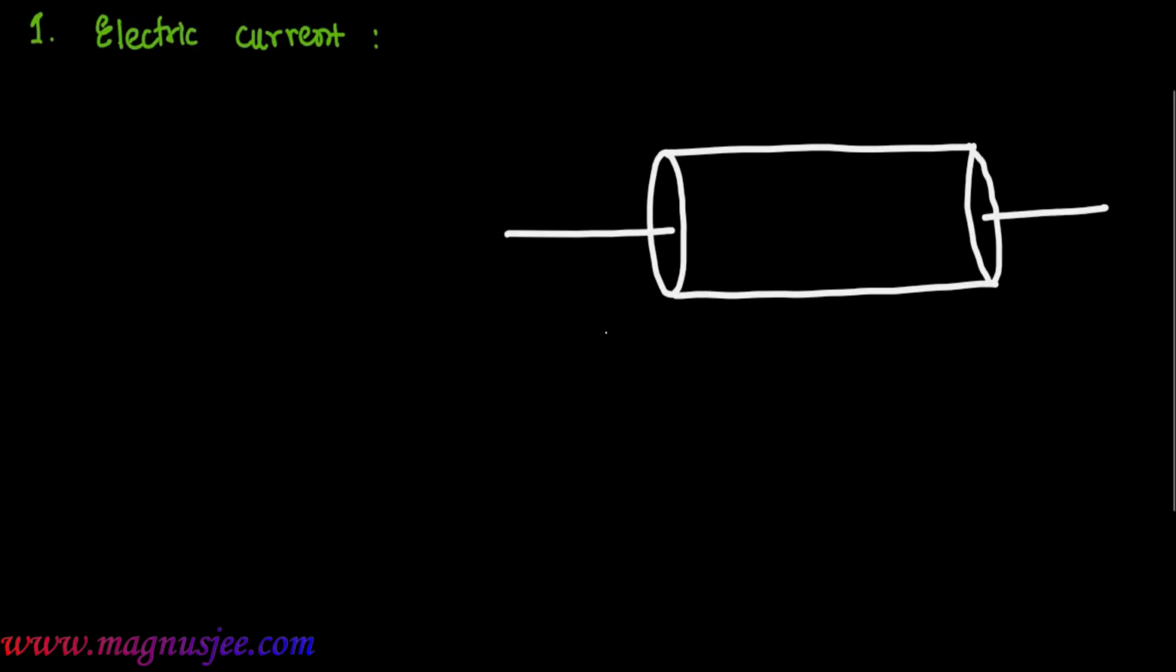in which free electrons of the conductor will be accelerated towards the positive end of the conductor. This is the free electron which will be accelerated towards the positive end of the conductor, and we can denote the direction of current. Free electrons are accelerated towards left, but electric current I flows towards right.